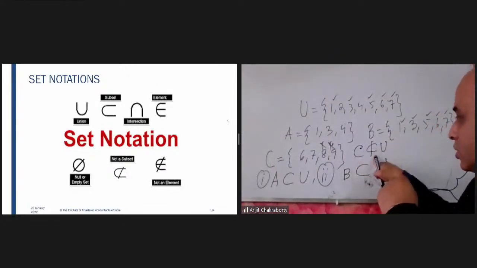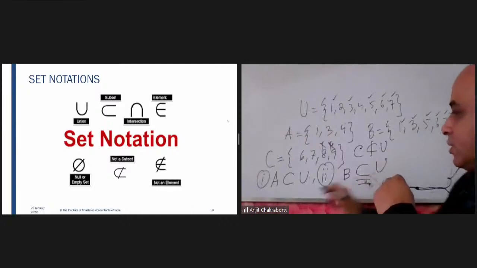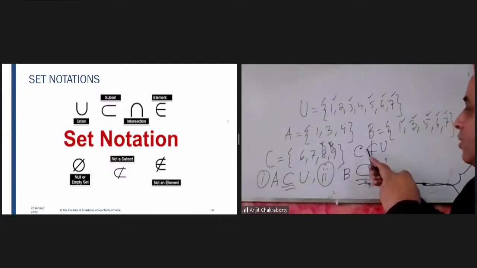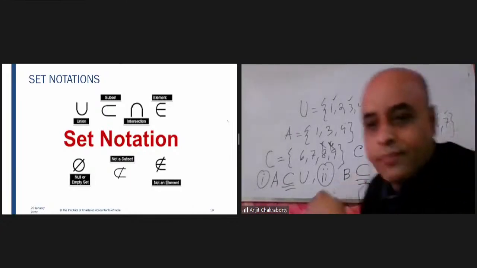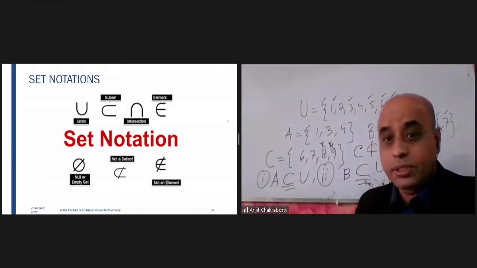Set C is not a subset of U. The subset sign is this one, but not a subset means we do this: C is not a subset of U. So this is the first relation.